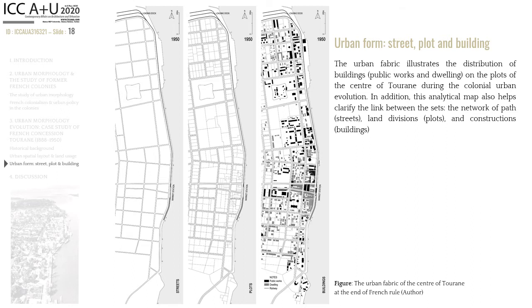The urban fabrics illustrate the distribution of buildings, public works, and railway on the blocks of the center of Tourane during the colonial urban evolution. In addition, this map also helps clarify the link between the network of parks or streets, the land division of lots, and the construction of the buildings.